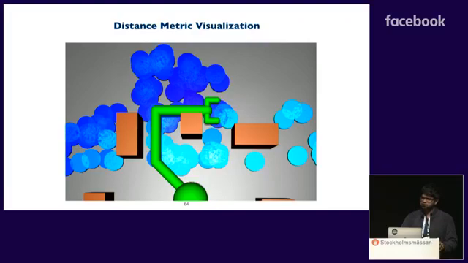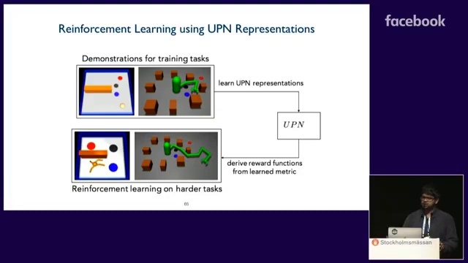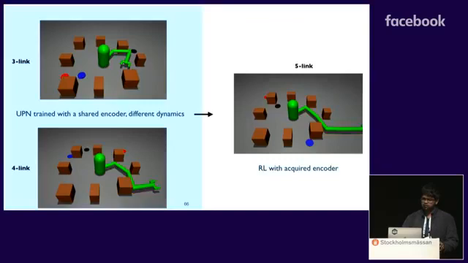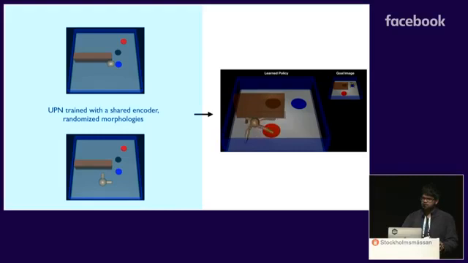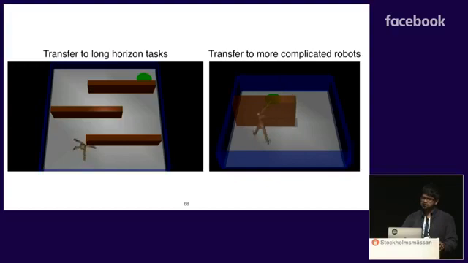So can we do reinforcement learning using UPN representations that were obtained using training task demonstrations, but use the metric that we learned to provide reward functions for model-free RL on harder visual motor control tasks? So you have three unfurling creatures here. They provide you demonstrations, and then you learn the encoder. And you use that metric from the encoder to train a different creature, which is a harder task with a different robot. So it shows that the encoder learns a task-specific semantic that can be transferred across different robots. The same technique can be used to train UPN representations on point robots and control a much more complex four-legged quadruped. We could also see transfer to much longer horizon tasks using the same technique, or controlling a much more complicated robot, such as a full humanoid, to change directions.